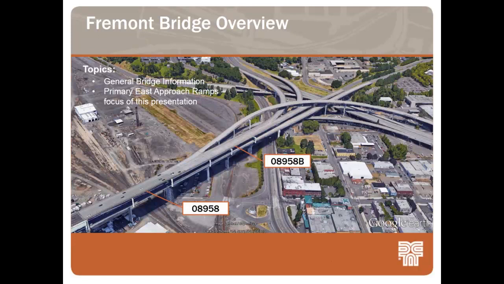Now for the Fremont Bridge overview. We'll have a brief description of the general bridge, and then we'll get into the east approach ramps, which are going to be the focus of this presentation and what the modeling will cover. The 2 bridges that we'll be focusing on today are 8958 and 8958B, which are both on the east side of the main span of Fremont Bridge.